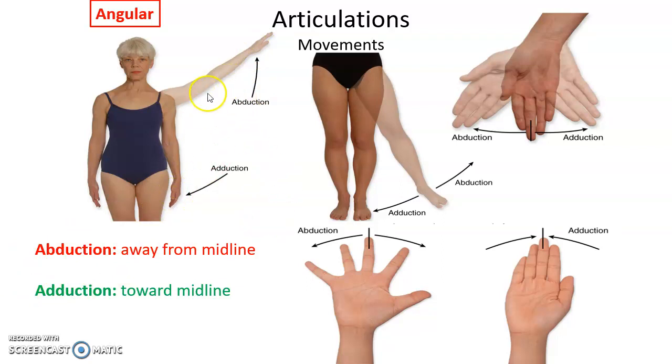So abduction, adduction occurs at the glenohumeral joint, the shoulder joint. Abduction, adduction occurs at the coxal joint or hip joint. It occurs at the wrist, and with the fingers spreading out and coming back together. So a lot of joints engage in abduction, adduction. Not as many as flexion, extension, but still quite a few.